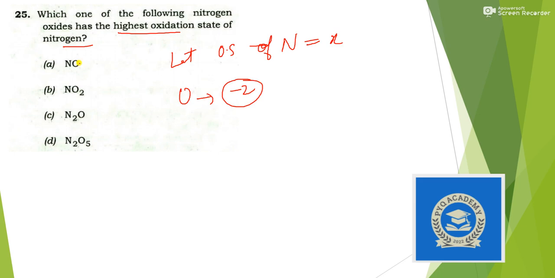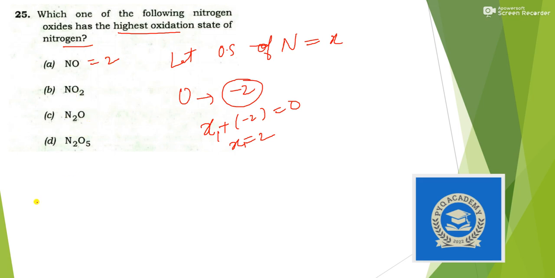Which one of the following nitrogen oxides has the highest oxidation state of nitrogen? The question is asking about the oxidation state of nitrogen, so let the oxidation state of nitrogen be X. You just need to know a small technique to find the oxidation state. The oxidation state of oxygen is -2, and the sum over the whole compound should be 0. That means X plus -2 equals 0, so X equals 2. So in the first case, the oxidation state is 2.